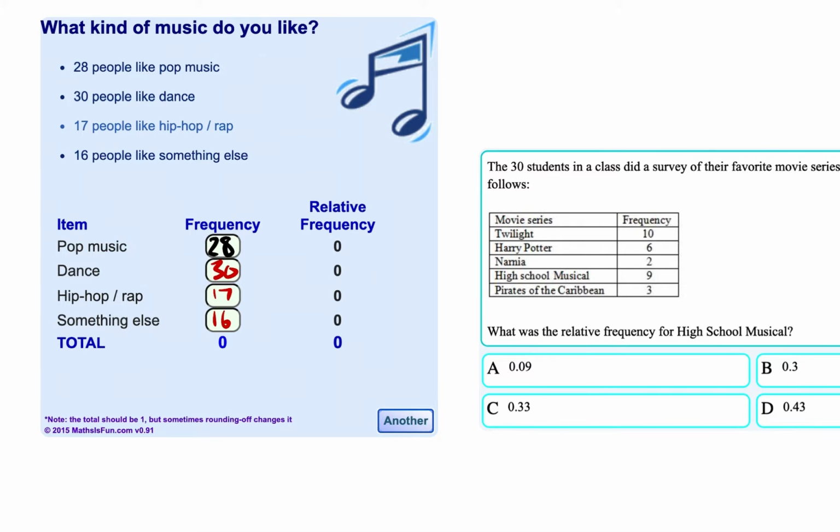So you add them all up, and you get your total: 28 plus 30 plus 17 plus 16. That gives you a total of 91. So your relative frequency is just going to be 28 over 91, 30 over 91, 17 over 91, and 16 over 91. And that should all add up to 1 when you convert that to a decimal. But I'm not going to do that now. You can do that yourself.